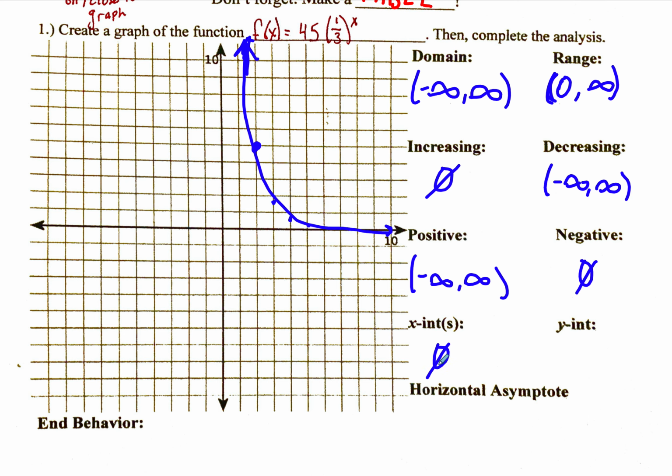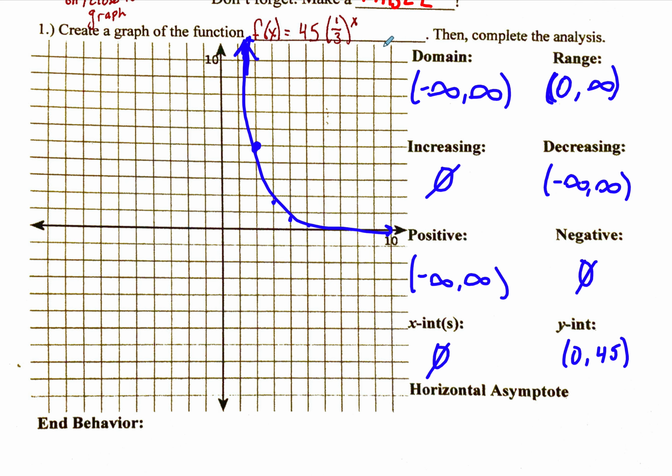X-ints, there are no x-intercepts because the range, we can see it never reaches 0. And the y-intercept, as we saw earlier, was (0, 45). You're not always going to be able to see the y-intercept on the graph. And so if you can, you just use the graph. If you can't, you will need to plug in 0, find the output, and state it as a point.